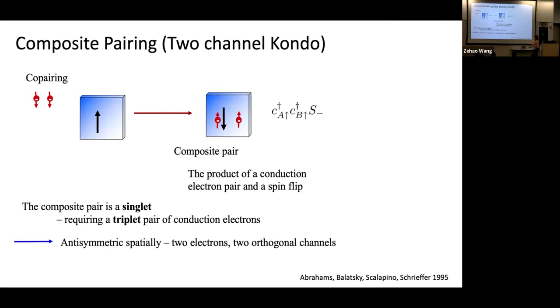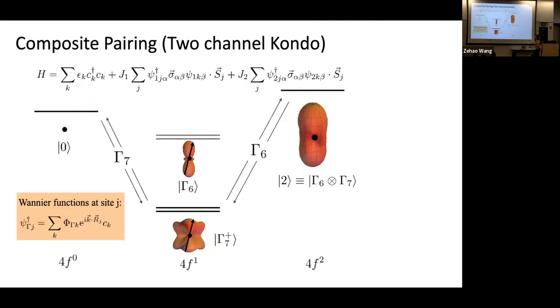You need a triplet pair of conduction electrons. So it's sort of symmetric. It's anti-symmetric. Sorry, that's incorrect. The spin is anti-symmetric, so it must be symmetric spatially, but you need these 2 orthogonal channels. That's the main point here. And you can also write it this way, which will show up later, but it's just a generalization of this to be sort of more accurate with the SU(2) symmetry.